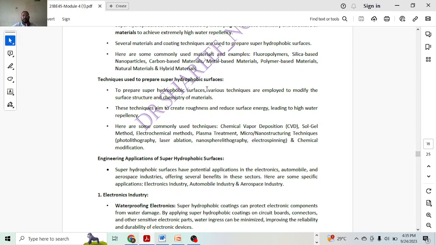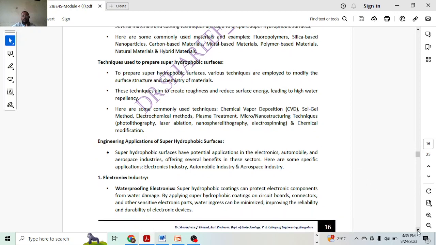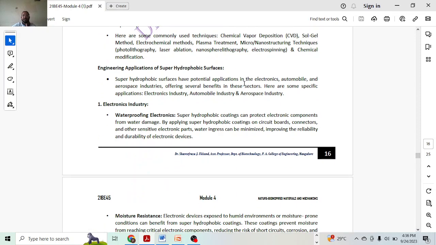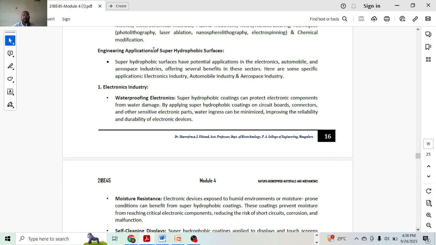Techniques used, so that will be almost 1 + 1 + 1, sorry, 3. You don't have to write all the things for 5 marks, just mention one or two short points. Engineering application, 1 mark, so that will be around 4 marks. The last one, engineering applications, not 2 marks.